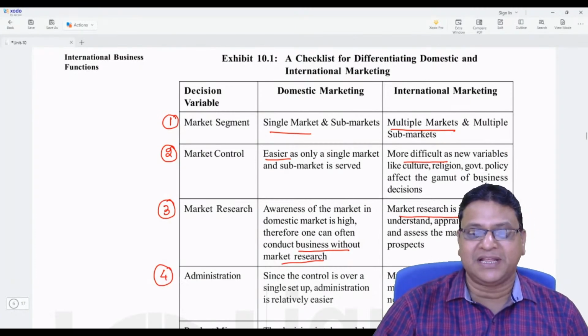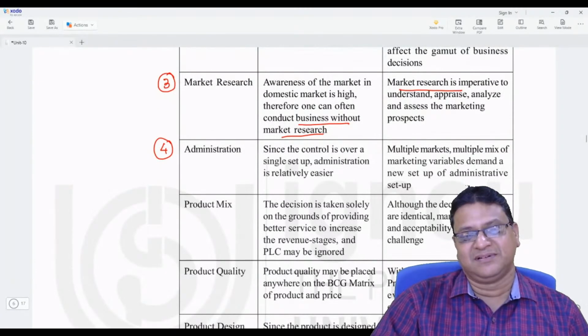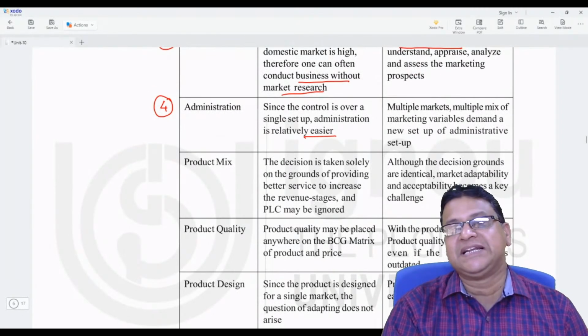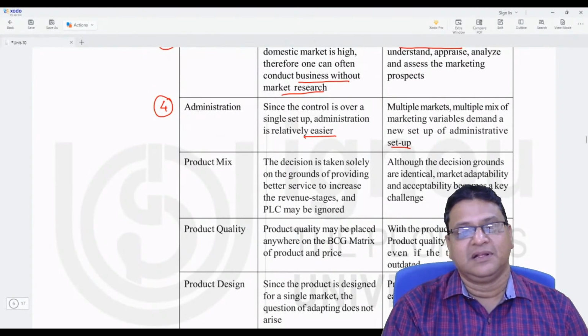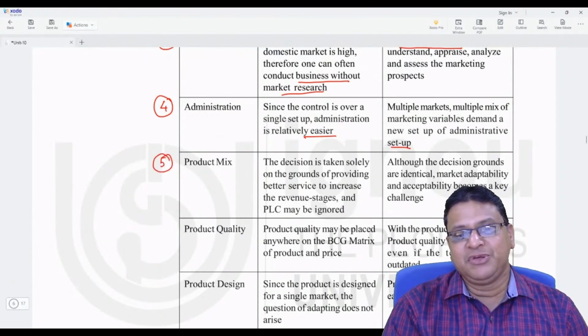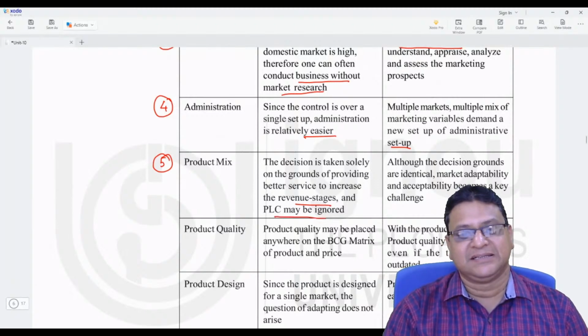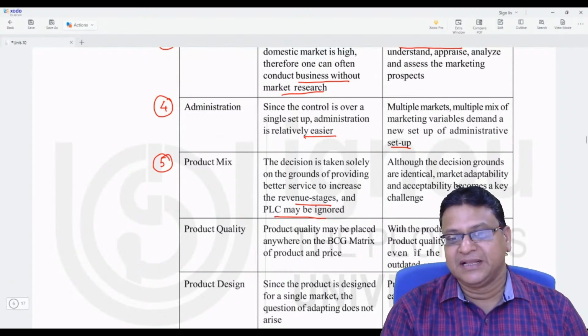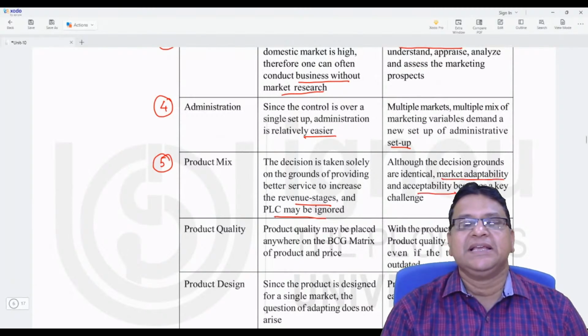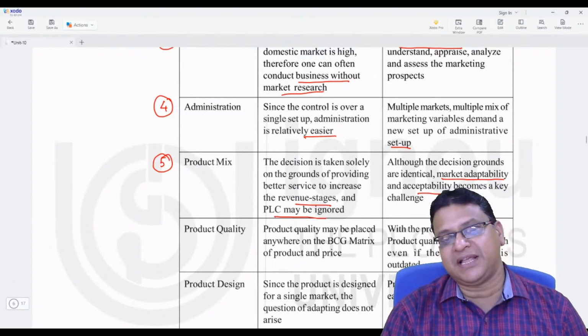Administration of domestic marketing is easy, but administration of international marketing is a bit difficult. Product mix: in domestic marketing, you can ignore the PLC, but in case of international marketing, market adaptability and acceptability is a key challenge, which is not there in case of traditional marketing or domestic marketing.